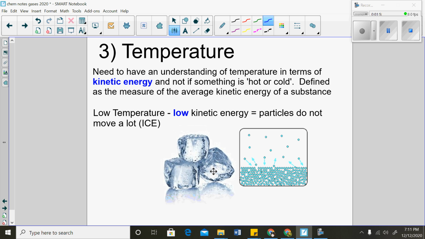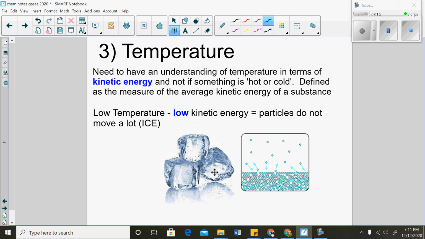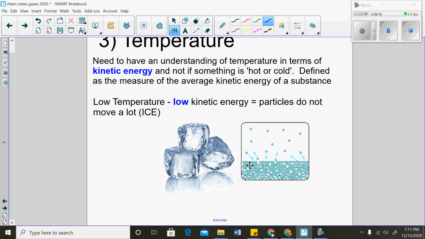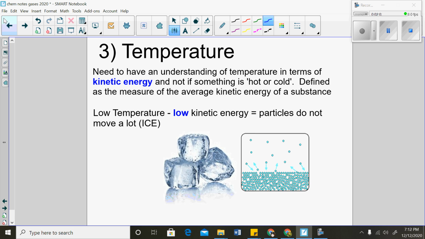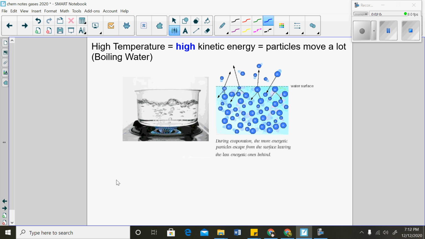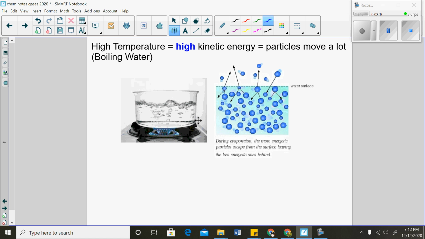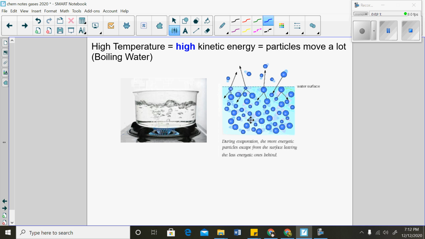So a good example here would be ice, and this is what it would look like in terms of a particle picture, right? Not too much movement. High temperatures equal high kinetic energy. So the particles would be moving a lot. So if you look at the boiling water, right? Look what's happening. Quite different from the picture of the ice, right? Lots of movement. And in fact, you can see how some are actually breaking through the water surface and becoming a gas.